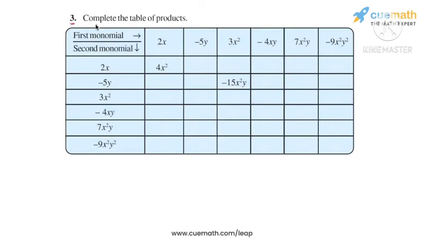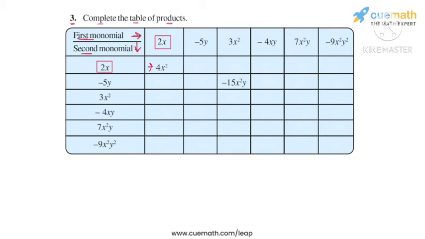In question 3, we have to complete this table of products that you see here. Each product in the table is calculated by taking the first monomial from the topmost row and the second monomial from the leftmost column. For example, if you take 2x as your first monomial from the topmost row and 2x as your second monomial from the leftmost column, the product you get is 4x square, which is already mentioned in this cell, because 2 into 2 is 4 and x into x is x square.